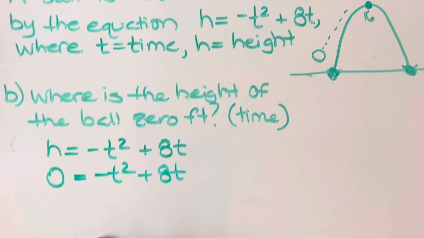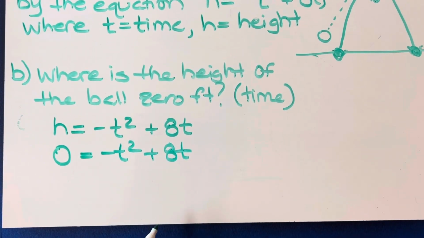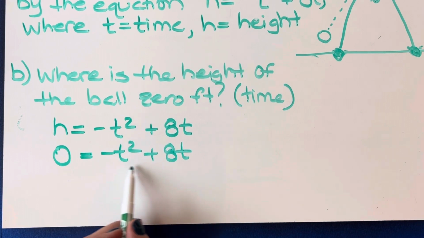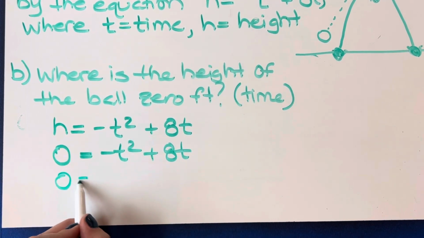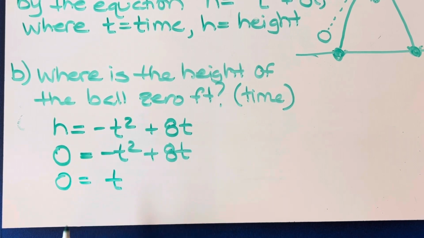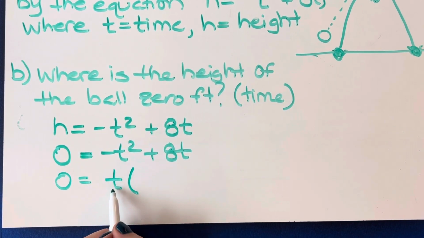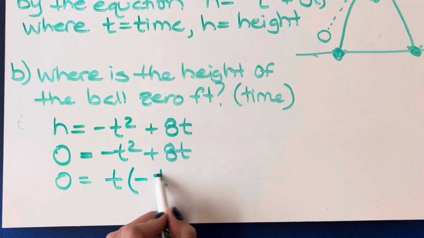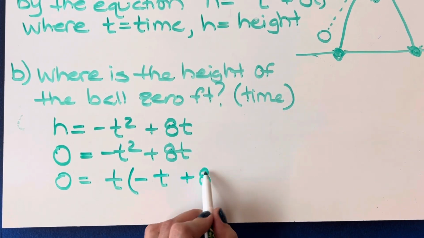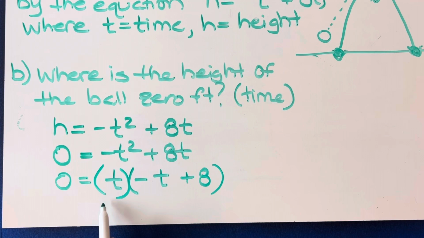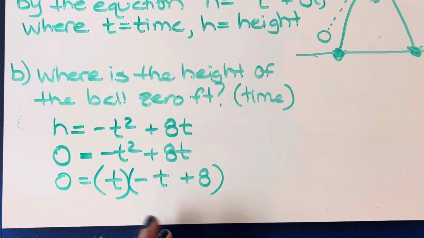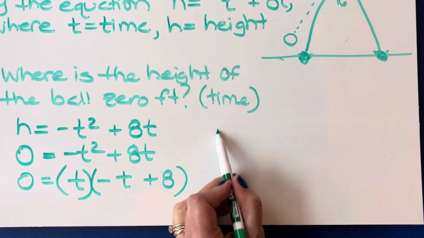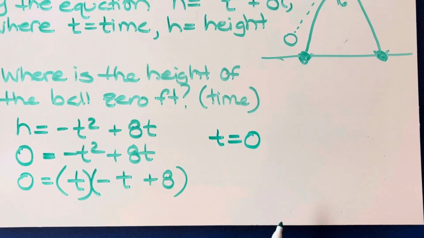So now I have a relatively straightforward quadratic to solve. Because on here, since there's only two terms, they each have a t, I'm just gonna factor out a t as a GCF. So I have t out here, I have a negative t left, and now a plus 8. Here are my two factors. In a quadratic, once I have it factored and it's equal to 0, I set each of these equal to 0 to solve. So one of them is t equals 0.